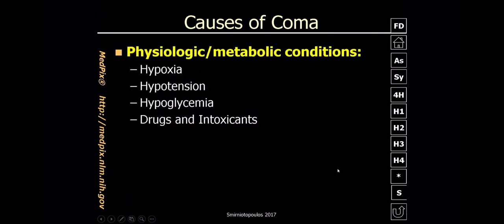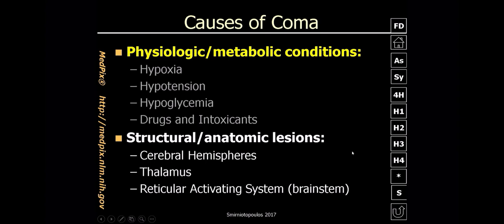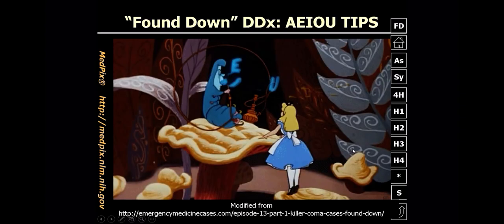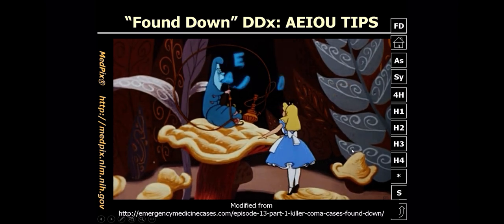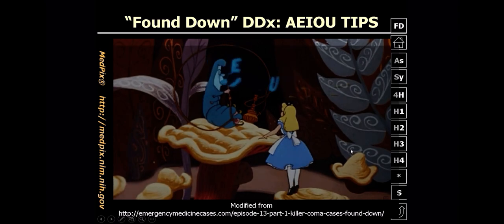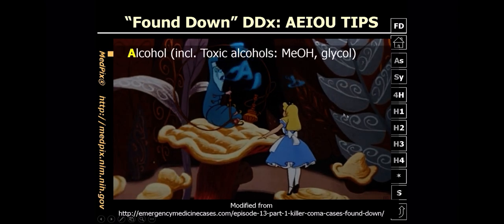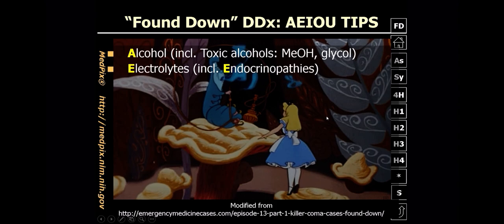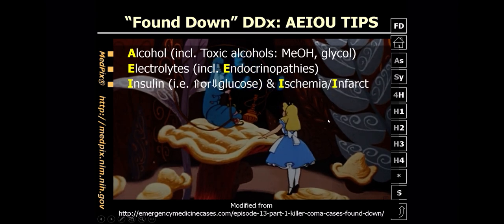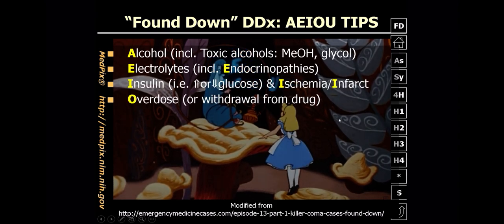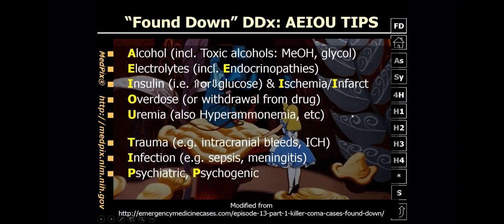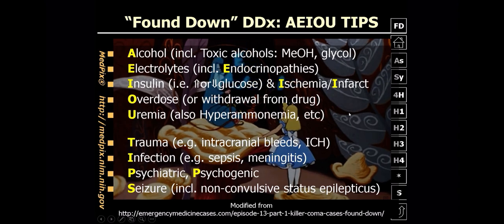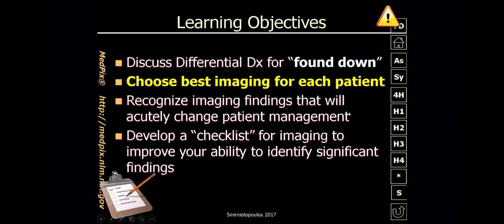So what are the causes of coma? Again, physiologic and metabolic conditions and structural and anatomic lesions that are easy to recognize on the imaging study. I found this great acronym, and one of the things that I keep mentioning is whenever there's an acronym, I can't remember what the letters stand for, but you can have alcohol intoxication, electrolytes and endocrine problems, insulin high or low glucose, ischemia and infarction, overdoses, uremia, trauma, infection, psychiatric and psychogenic, and seizures may render the patient to have an altered level of consciousness.